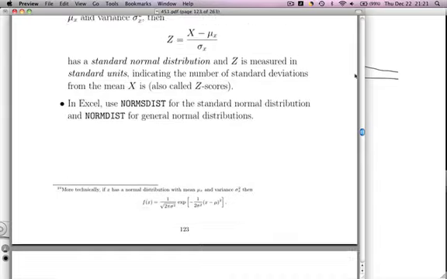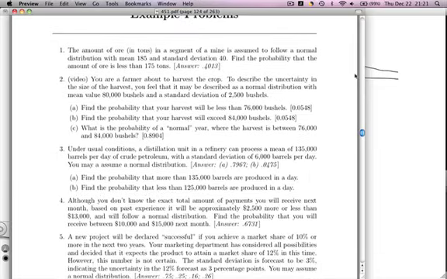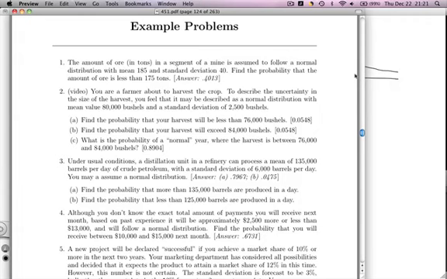Let's now go back to the course packet, and I think at this point it's probably best to look at a problem. So let's flip ahead to the next page. Let's do the first problem. In the first problem, we're told that the amount of ore measured in tons in a segment of a mine follows a normal distribution.